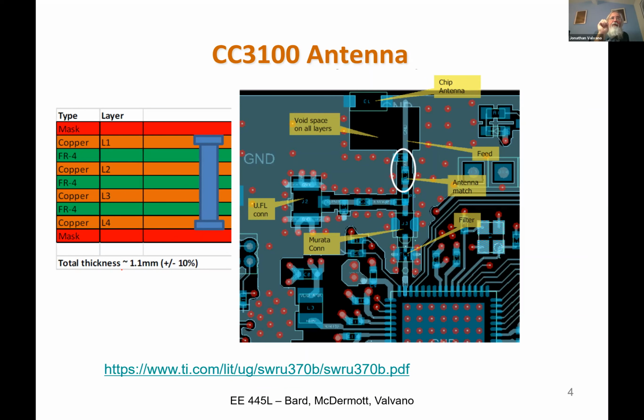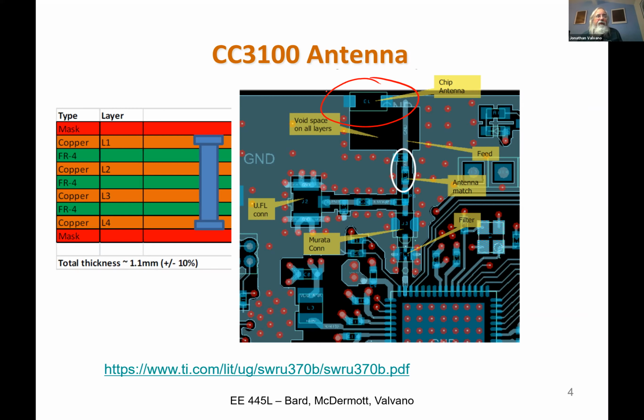I haven't asked her yet, but I'm going to find somebody to come talk about antennas. There was an antenna on the last exam. I don't know how to ask you a question for the Wi-Fi antenna, except that there it is on the printed circuit board.